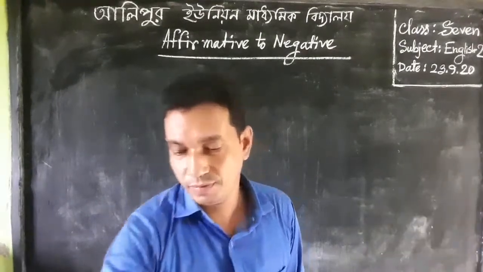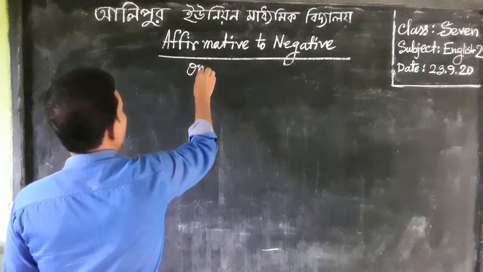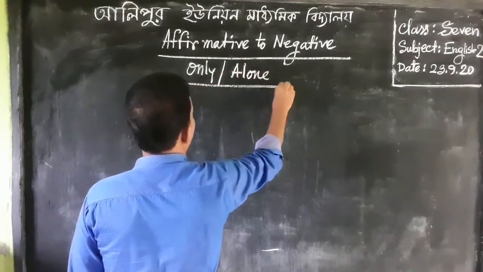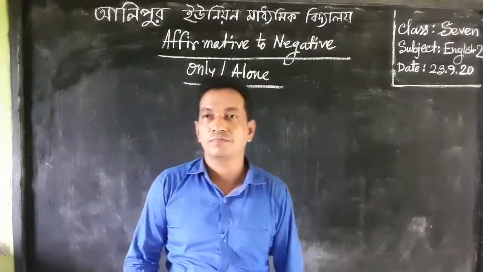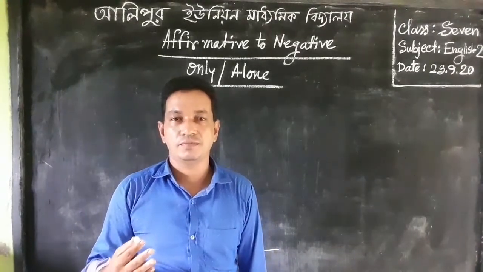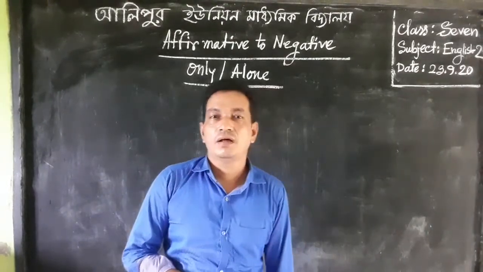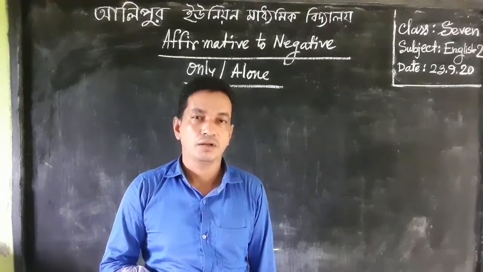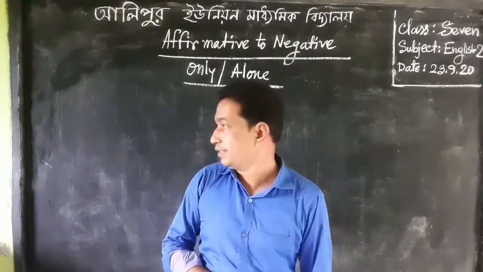First of all, I will discuss only or alone. Only or alone sits before subject, object and figure. If it indicates subject in negative, we can change only or alone into none but. And I am going to give an example using this idea.